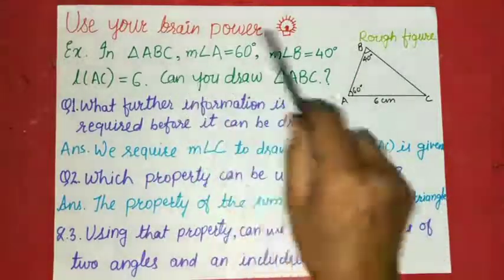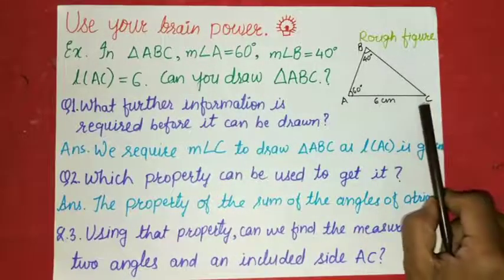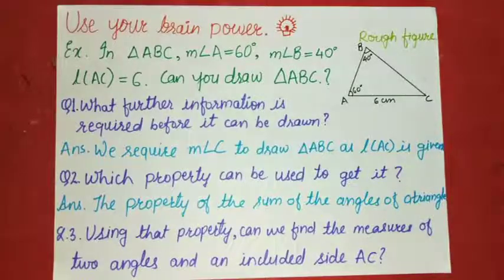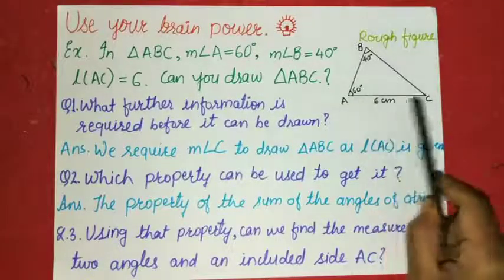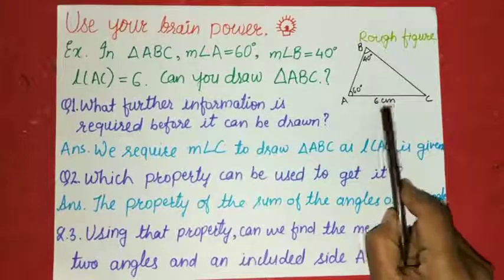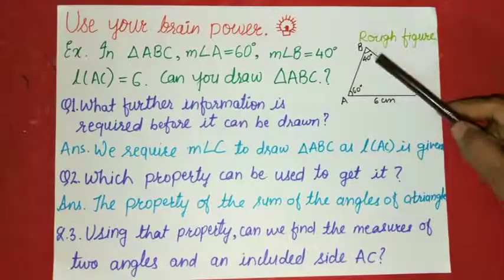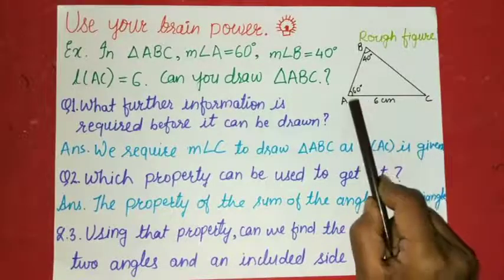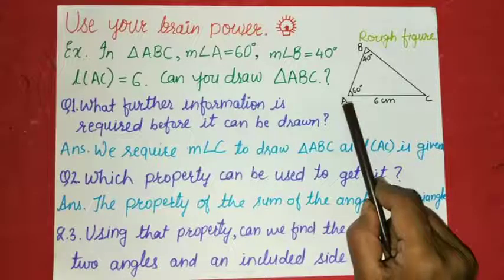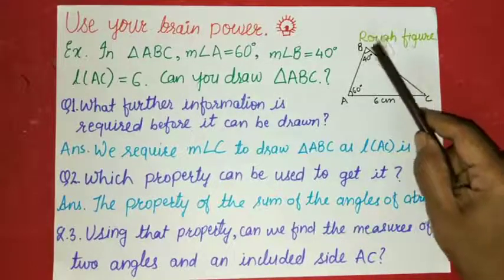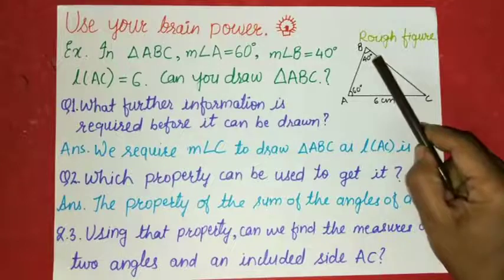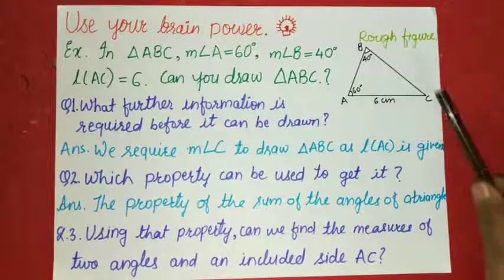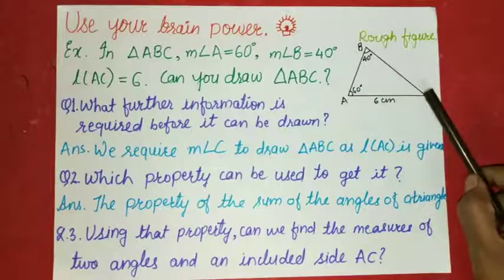See children, whatever information is given, we will first draw a rough diagram to see whether, using this information, we can draw the exact figure. So I have shown here AC is 6 cm, measure of angle A is 60 degrees and measure of angle B is 40 degrees. Now in this diagram, we can draw segment AC, we can show an angle of 60 degrees at vertex A. But as angle B is 40 degrees, it is difficult for us to show the location when we are using the geometrical instruments. So now what further information is required before it can be drawn?